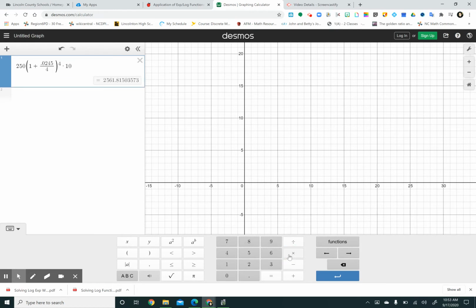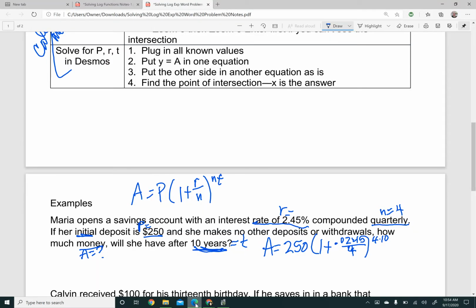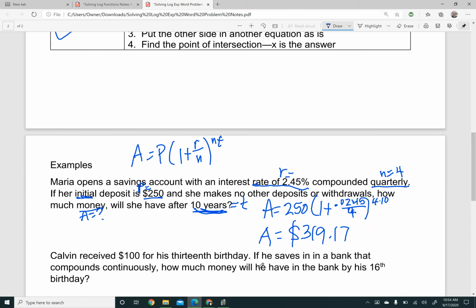And it would have brought the 10 to the bottom. But I don't want the 10 at the bottom. I want the 10 at the top. So I want to make sure that I put those in parentheses as well. So 4 times 10, okay? Much different answers here. So 319 and 17 cents. So back over here, A equals, and remember we're talking about dollars and cents. So that's what we want to round it to, 319 and 17 cents. So she put 250 in and she got $319.17 back.